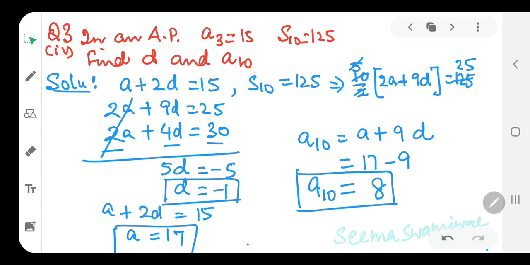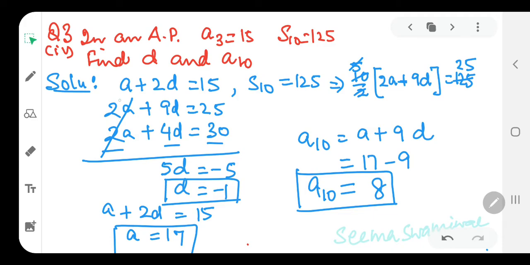Now in place of S10 you will apply the formula. S10 is n by 2. n is 10 here. So I have written 10 by 2 into 2a plus n minus 1 d. 2a as it is, n minus 1, n is 10, so it will become 9d is equal to 125. Now cancel this 10 by 2 first, you will get 5. Now when you bring this 5 to the other side, it will divide 125 and therefore you are left with 2a plus 9d is equal to 25.